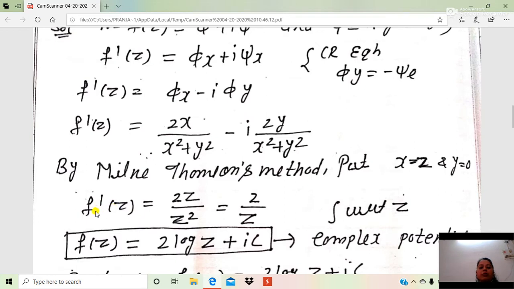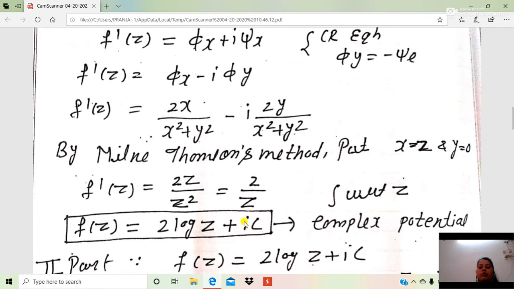To get the value of f(z), we have to integrate this equation with respect to z. So integrating with respect to z, the value of f(z) will be 2 log z. And we have to put a constant, but since we have been given the real part, the constant should be imaginary. So the value of f(z) will be 2 log z plus iC. Now we have to find out its imaginary part.